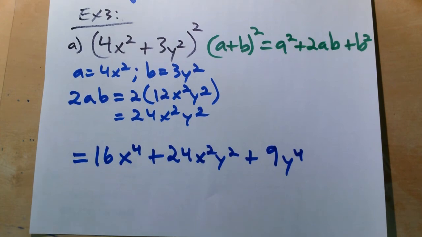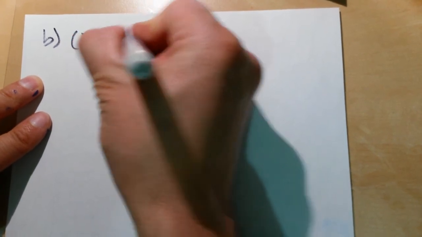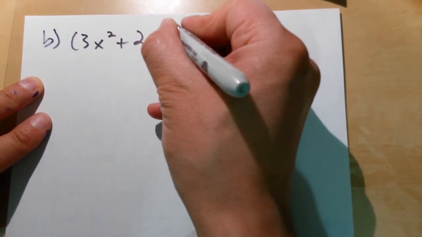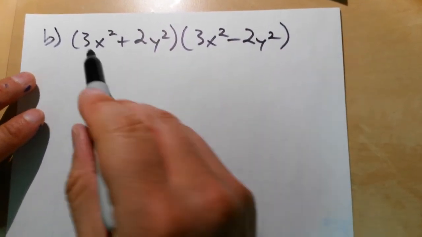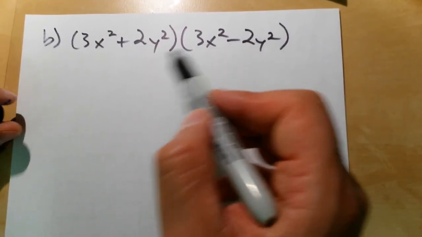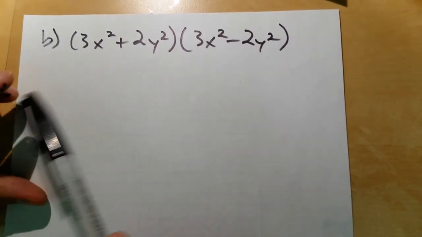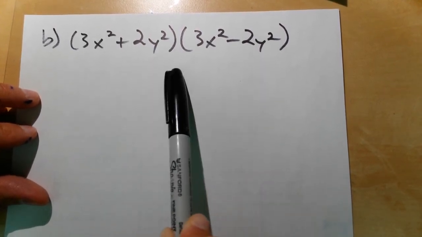Okay, and let's look at one more example. Actually, one more example just like that one, very similar. But now we're going to be looking at a difference of squares. So we have 3x squared plus 2y squared, and then we have 3x squared minus 2y squared. So here you're looking at the sum of a term and the difference of a term being multiplied. So you look at this and you think difference of squares. Okay, so it's basically a squared minus b squared.